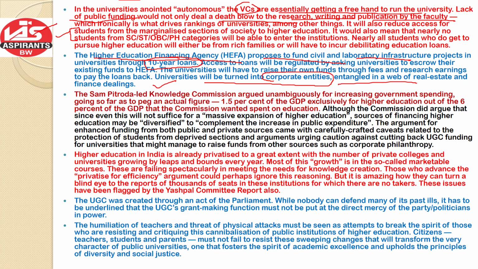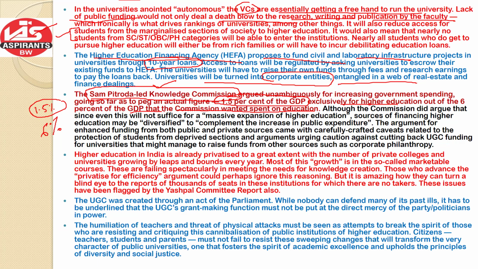Apart from that, there was a Sam Pitroda-led Knowledge Commission, which recommended how much should be spent on higher education. It should be 1.5% of GDP, exclusively for higher education, out of the 6% of GDP that the commission wanted to spend on education. Right now, I think it is approximately 1.5% for the whole of education, including primary and secondary. But this commission had proposed that 1.5% should be exclusively for higher education, and there should be around 6% public spending on education.